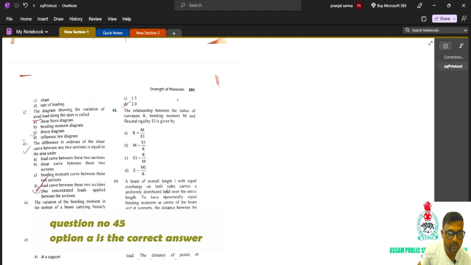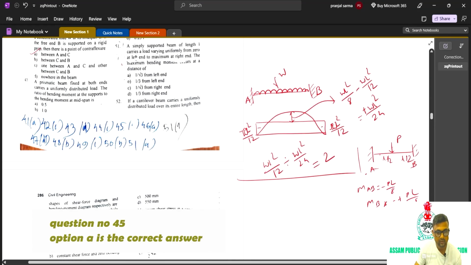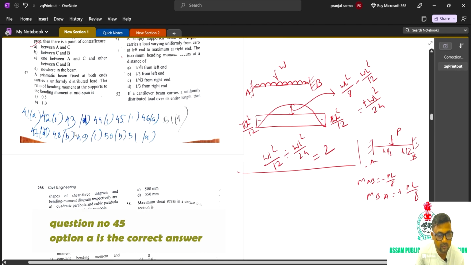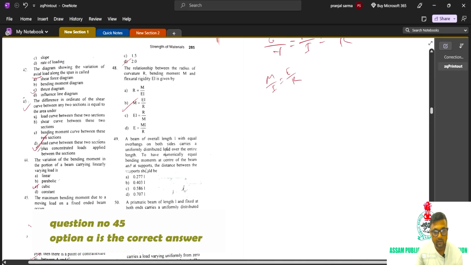Now the relationship with the radius of curvature is very simple. Sigma by y equal to M by I equal to E by R. This is the simple bending formula. So M by I equal to E by R, so how much do we get? M equal to EI by R. This is the correct answer, 48B. 48B is the correct answer.